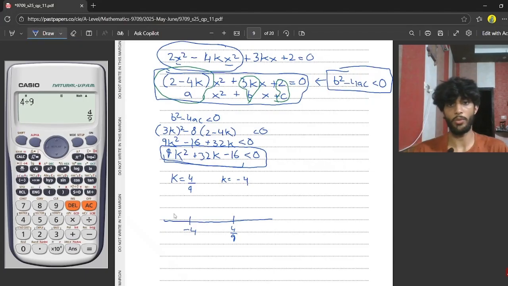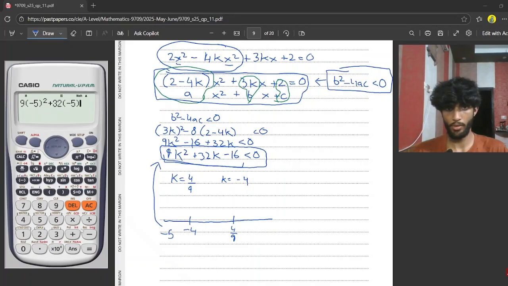You got 4, right? So you can use anything smaller than 4 in this region right over here. I am going to use a number smaller than 4, let's say negative 5. So I plug this negative 5 up there into that part. So 9 times negative 5 squared plus 32 times negative 5 minus 16. So we get 49. Now 49, is it less than 0? Big no, it's not less than 0. So that means this section is out.